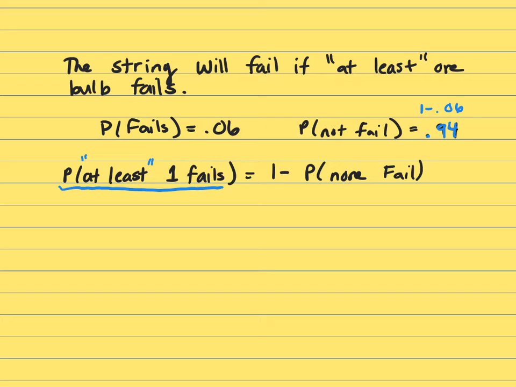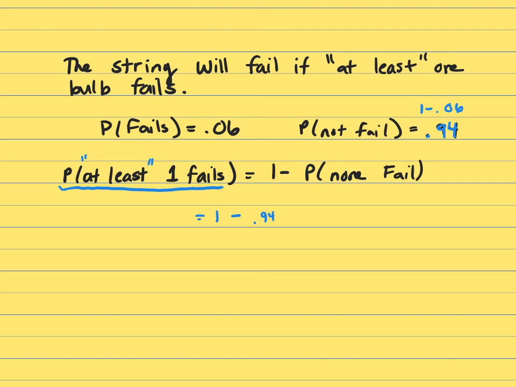And the way you solve this, if at least one fails, that means one fails or two or three or four, is the same thing as 1 minus none of them fail. Well, what's the probability that none of them fail? Bring down your 1 minus. What's the probability the first one doesn't fail? Well, it's 0.94.